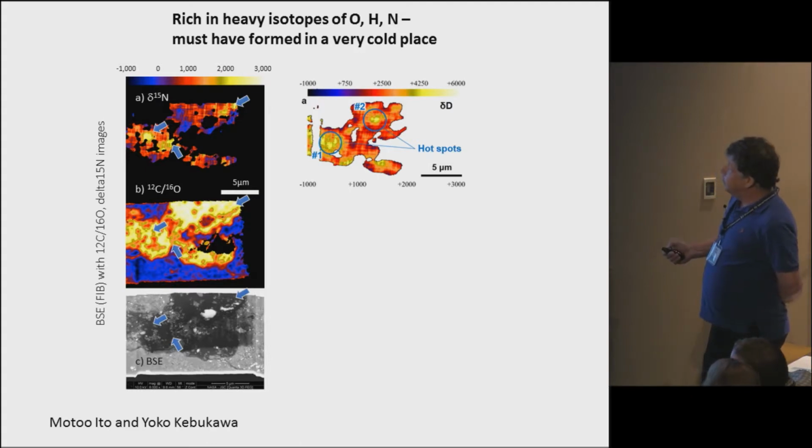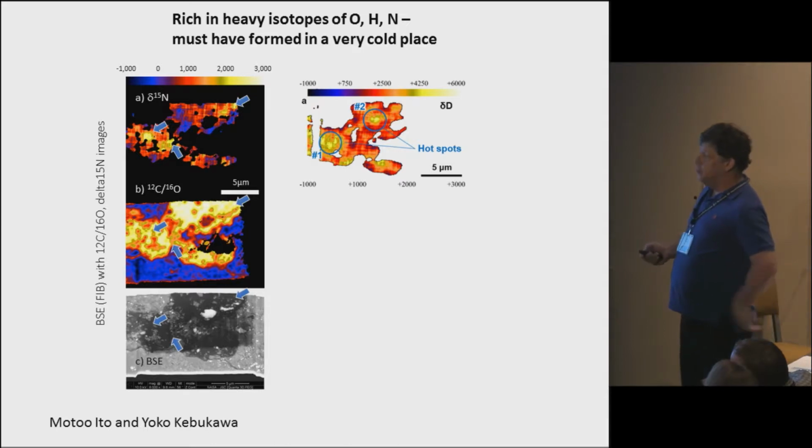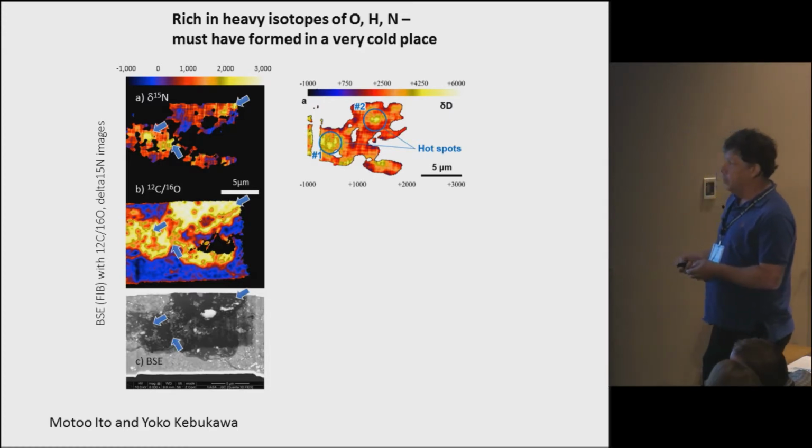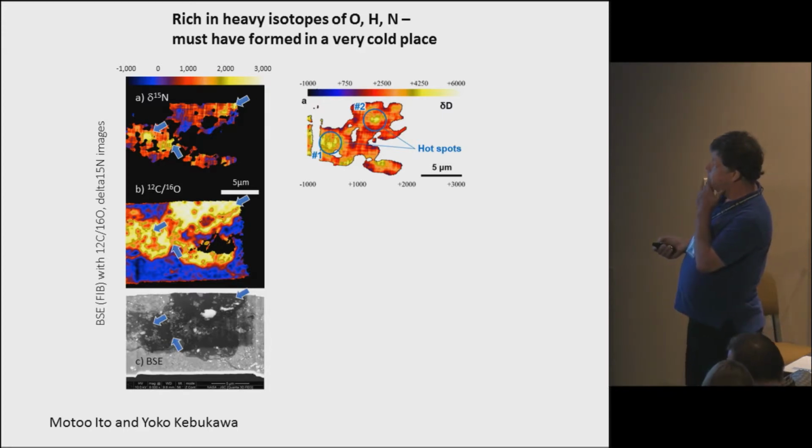So here's a map showing abundances of heavy nitrogen, and there are hot spots of heavy nitrogen which correlate with hot spots of heavy hydrogen, deuterium, which is unusual. Usually in these meteorites you'll see concentrations of deuterium in one place and concentrations of heavy nitrogen somewhere else. It's unusual to have them in the same areas. So that implies a very cold formation location.